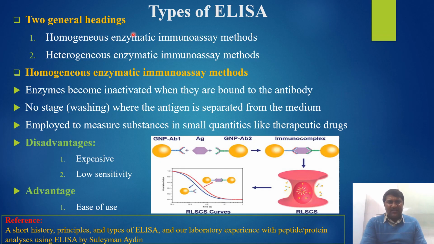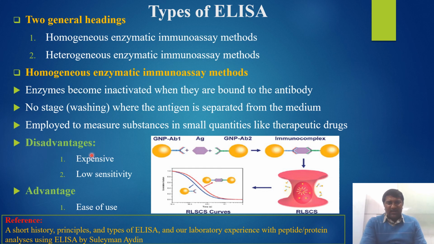So the types of ELISA fall under two general headings: the homogeneous enzymatic immunoassay method and the heterogeneous enzymatic immunoassay method. In the homogeneous method, the enzyme becomes inactivated when bound to the antibody, and it is very important that there is no washing stage where the antigen is separated from the medium. It is employed to measure substances in small quantities, like therapeutic drugs.